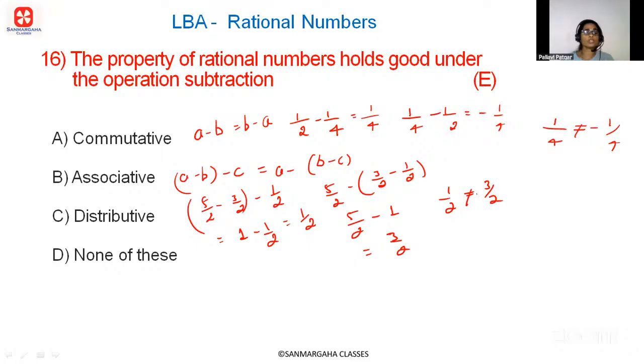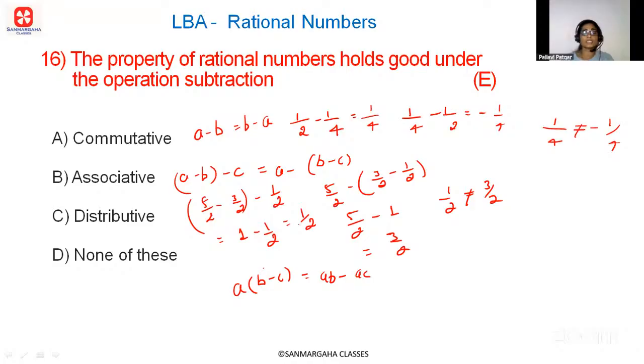Here, distributive property. This property usually relates to two operations like multiplication and subtraction. So here A into (B minus C) is equal to A into B minus A into C. Associative, distributive property says so. Okay. So this property also does not satisfy.